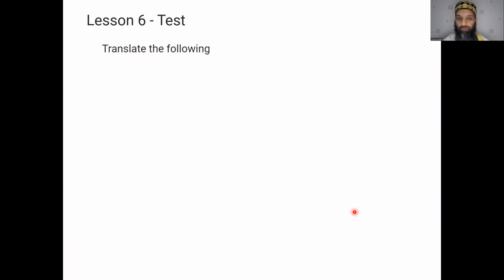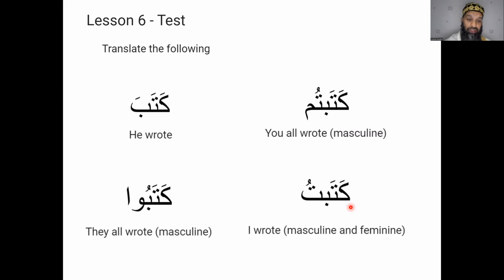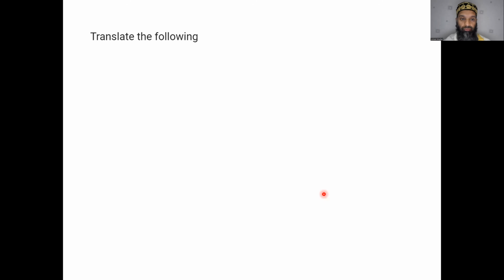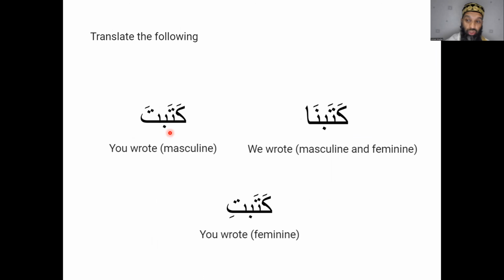Right. A few minutes left. So the test. Kataba is just remembering, it's just learning the table. So kataba means he wrote. Katabtum, you all wrote. Katabu, they all wrote. Katabtu, the tu, remember the tu means I wrote. Katabta, you're talking to a male, you wrote. Katabti, you're talking to a woman, female, you wrote. And katabna is we all wrote, plural.